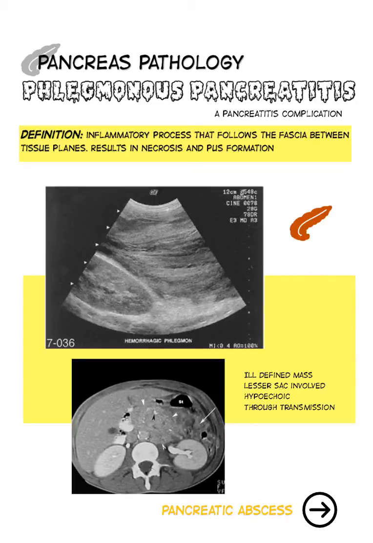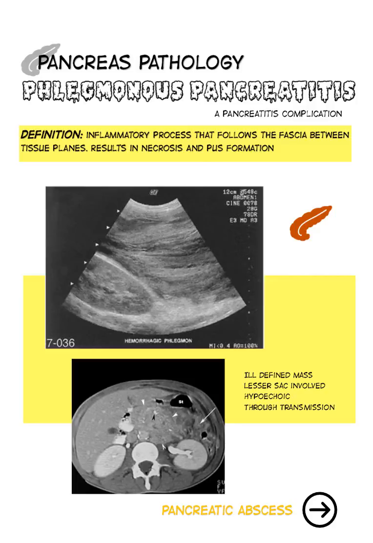Another complication of pancreatitis is the phlegmonous pancreatitis. And phlegmonous pancreatitis is going to be probably a little bit harder to diagnose by ultrasound because it is a really ill-defined mass around the pancreas. And it might just look like something's kind of wrong through there, but you might not be able to put your finger on exactly what it is.